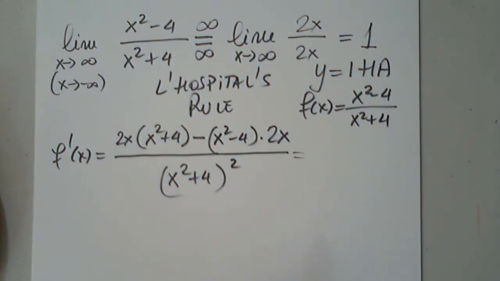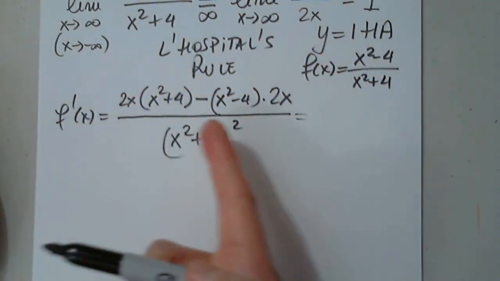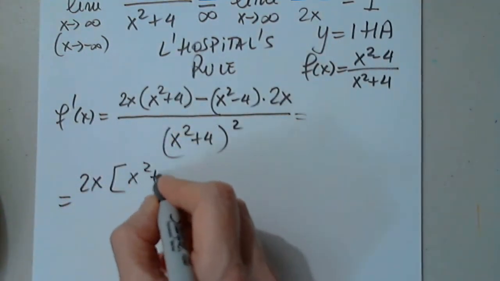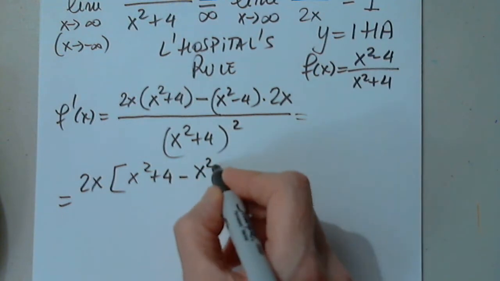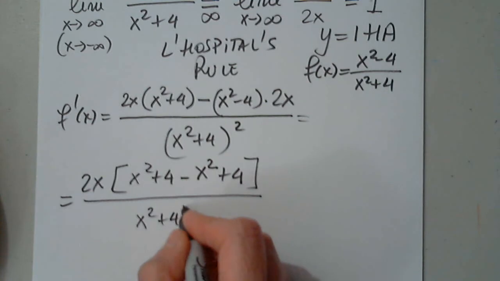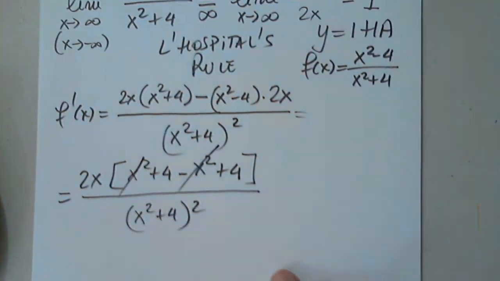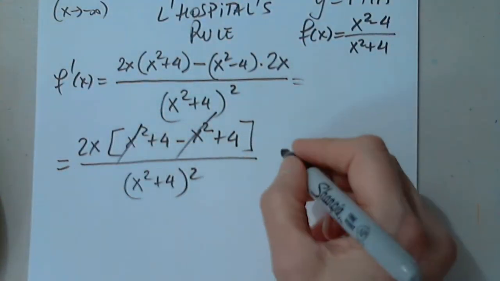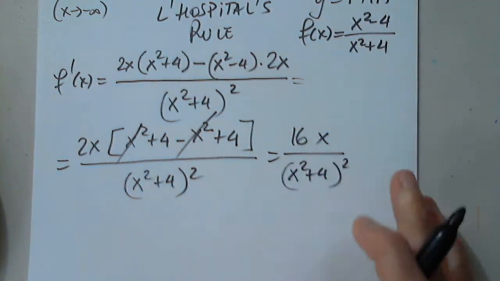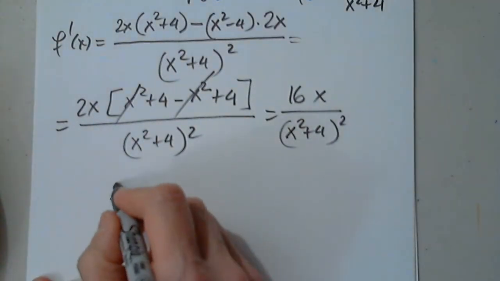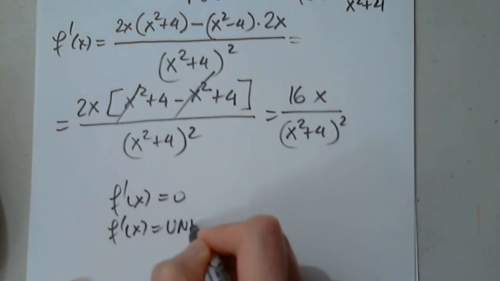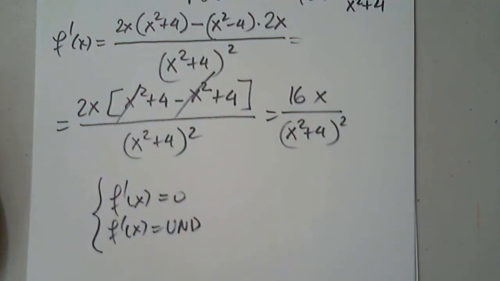Do not distribute if you can factor. I'm going to factor out 2x, of course. X squared plus 4 minus x squared plus 4. Eight times 2, 16x over x squared plus 4 squared. I have the derivative. F prime of x equals 0. F prime of x undefined. I always have to check both possibilities.